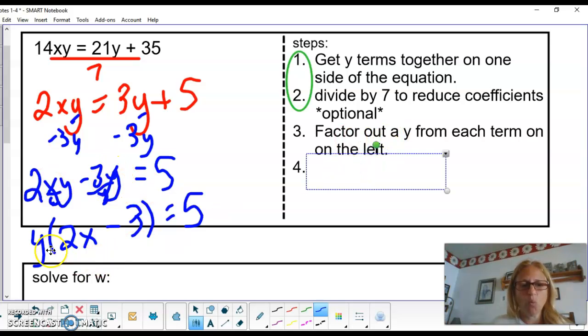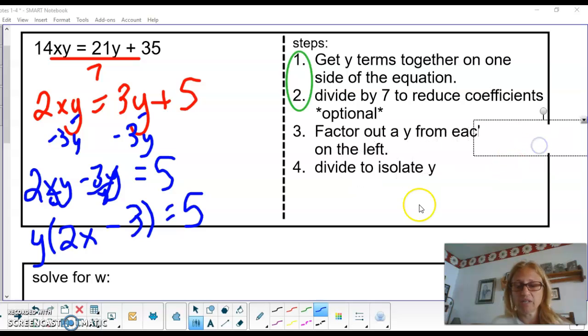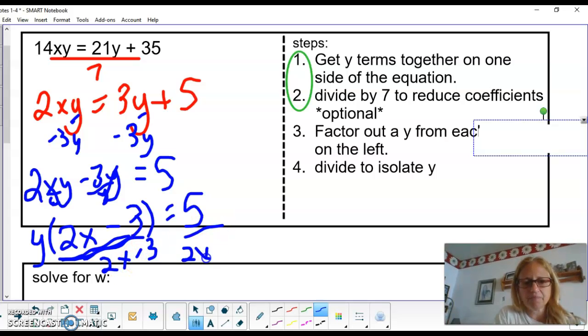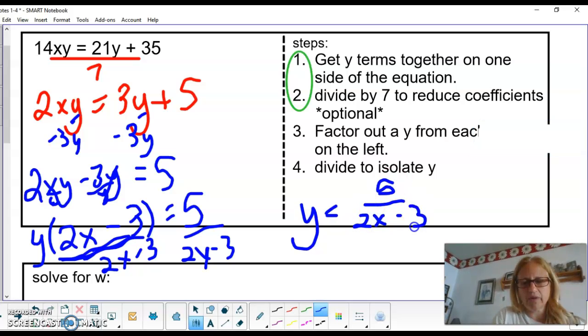Now, because this is y times this expression, we're going to just divide. So watch, I'm going to divide everything by what I'm multiplying y by: 2x minus 3, that whole binomial. And I do the same thing to the other side. So my final answer is y equals 5 over 2x minus 3. Okay? And I can be done there.